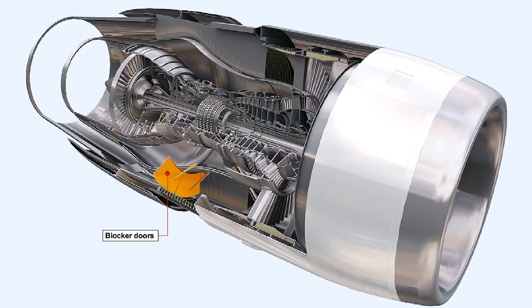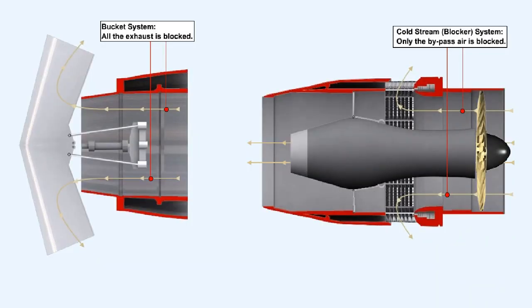The cold stream reverser, or blocker system, is only used on high bypass ratio fanjet engines. The essential difference between the blocker system and both the clamshell door and bucket reversing systems is that, while the latter use the hot exhaust as the means of reverse thrust, the blocker system, as its name suggests, blocks and diverts the cold bypass airstream only.